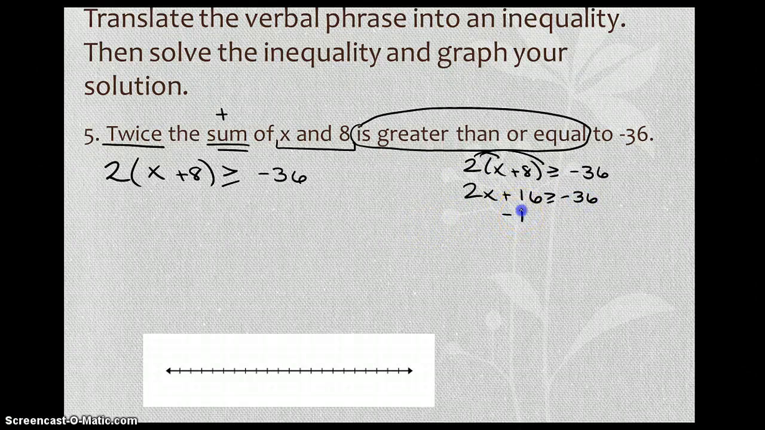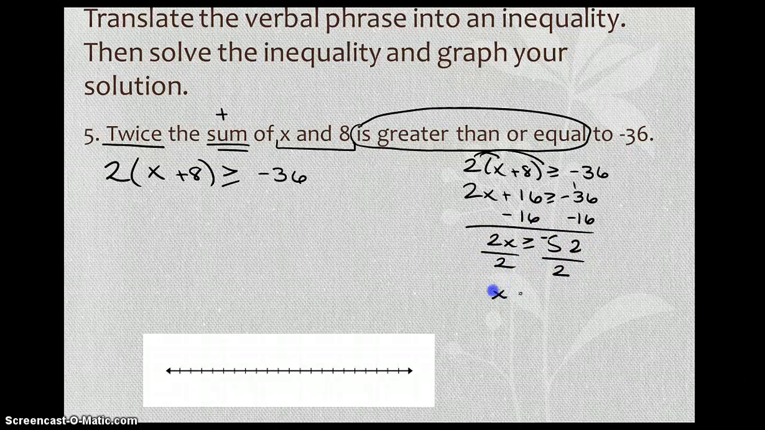And then I'm going to subtract 16, and I get 2x is greater than or equal to, this is a 2, carry it, 52, and it's negative. So divide by 2 and divide by 2. X is greater than or equal to -26.